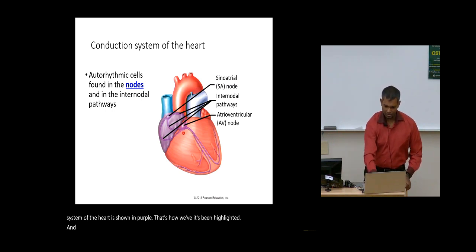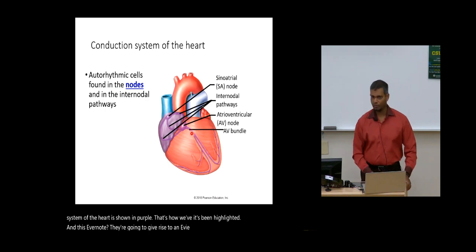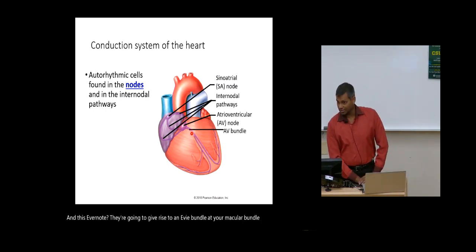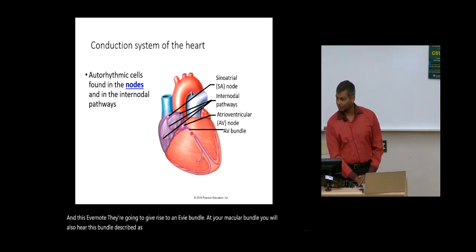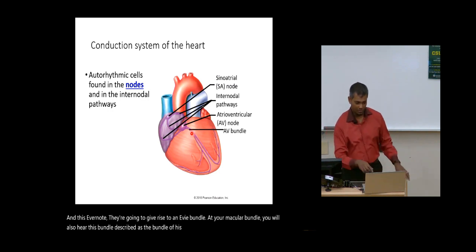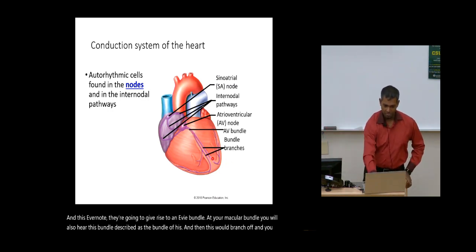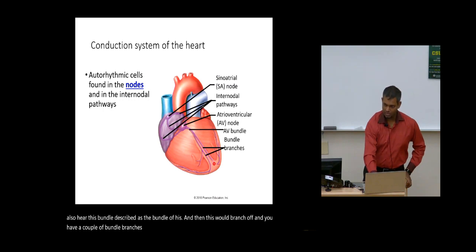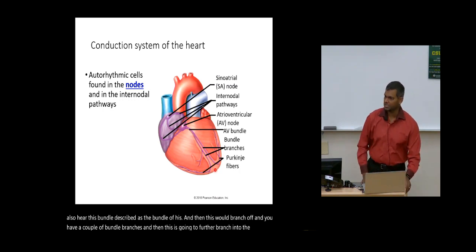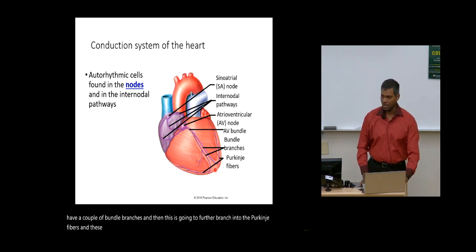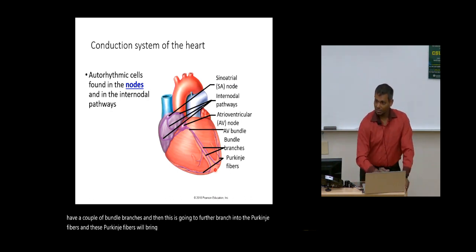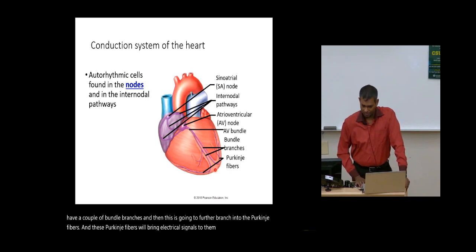The AV node is going to give rise to an AV bundle, the atrioventricular bundle. You would also hear this bundle described as the bundle of His. Then this would branch off, and you have a couple of bundle branches. And then this is going to further branch into the Purkinje fibers. These Purkinje fibers will bring electrical signals to the walls of the ventricle.